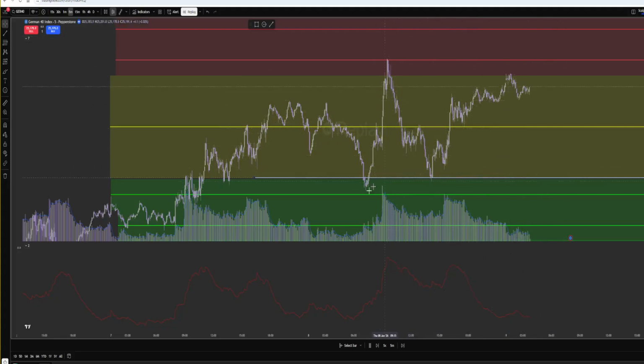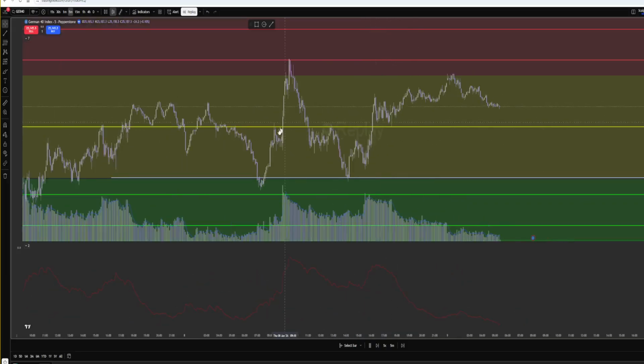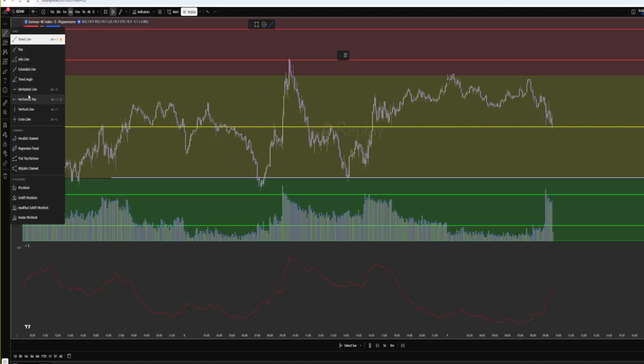So you can trade from edge to middle, which has the highest percentage of win rate, but you can also target edge to edge. As you can see, it does it quite often.